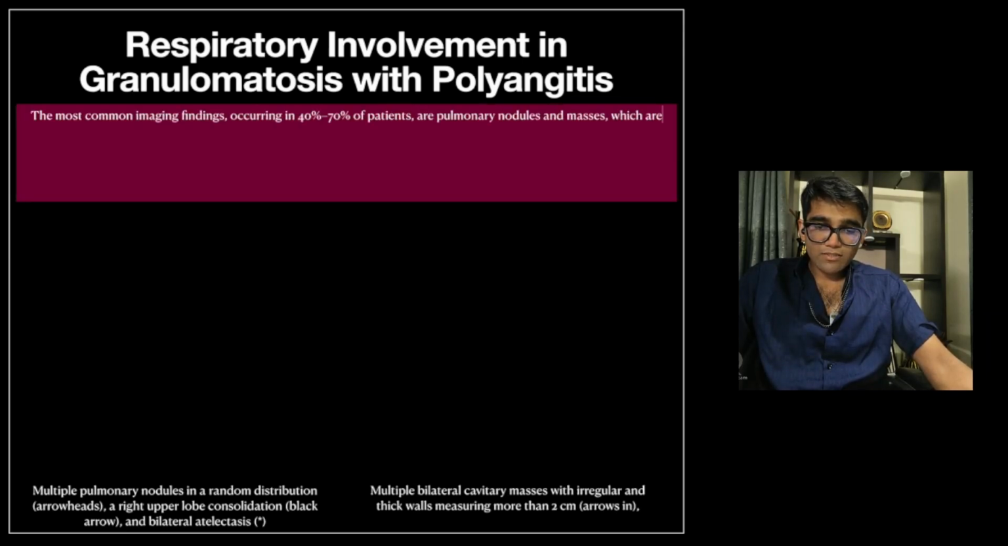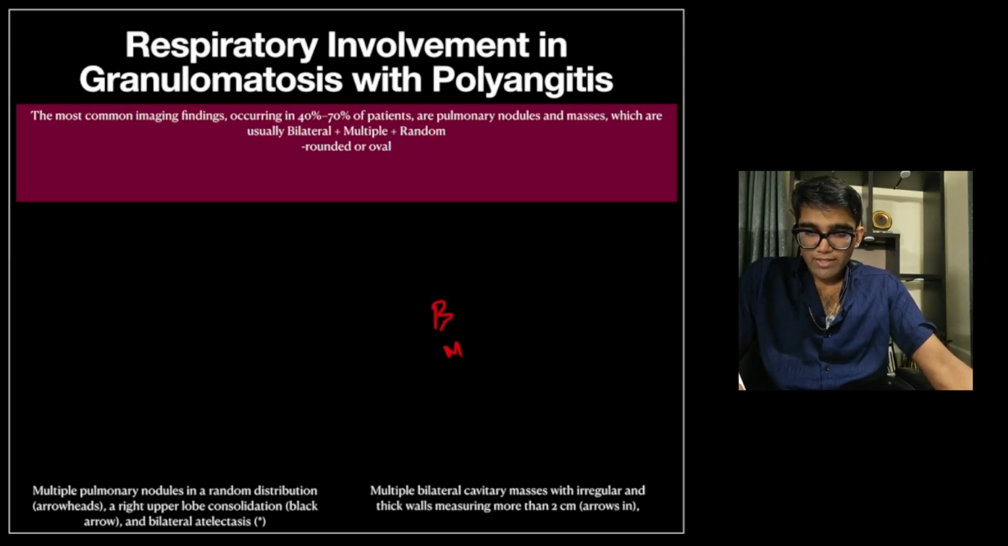So that is GPA. Epidemiologically speaking, the most common imaging findings in GPA, in 40 to 70% of patients, are pulmonary nodules and masses. Now they are a bummer. So what is the bummer? They are bilateral, they are multiple, and they show random distribution. Okay, they are randomly distributed.